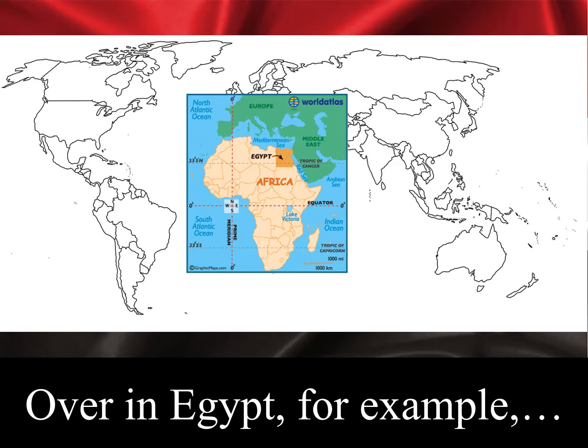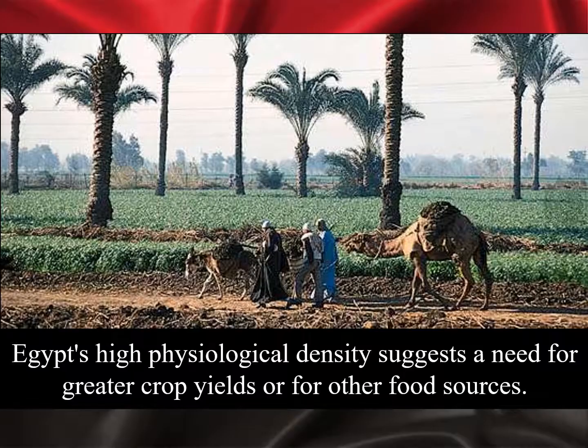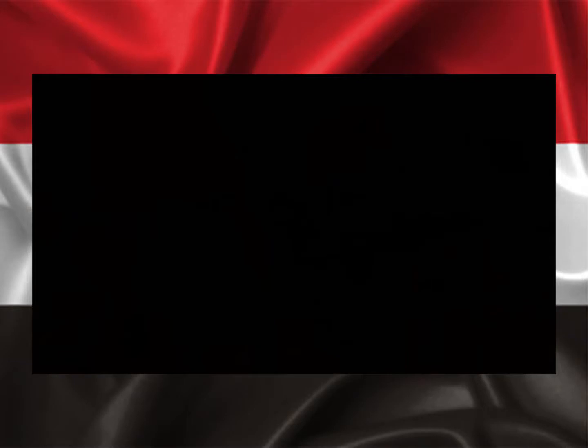The only arable land in Egypt is along the Mediterranean and the Nile River. Egypt's high physiological density suggests a need for greater crop yields or for other food sources. Watch this short video about agriculture in Egypt.